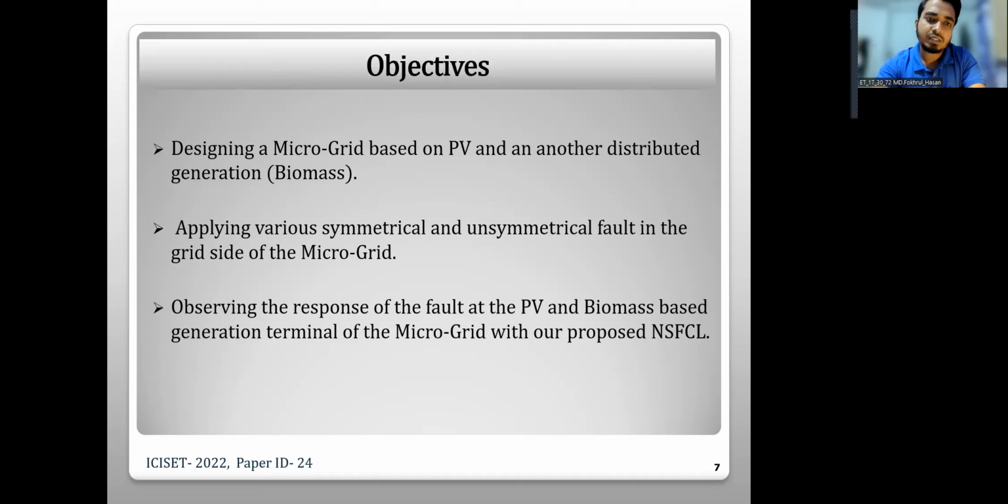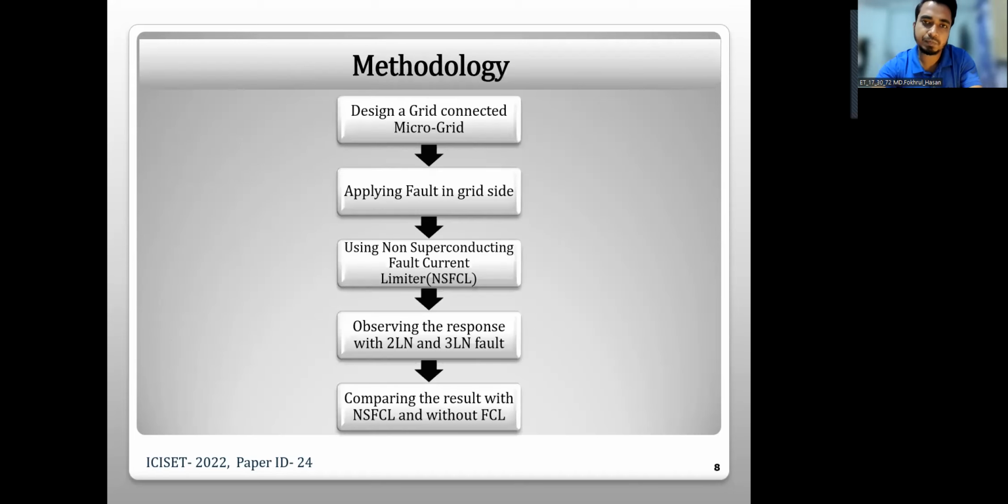Objectives. Designing a microgrid based on PV and another distributed generation. Applying various symmetrical and unsymmetrical faults in the grid side of the microgrid. Observing the response of the fault at the PV and biomass based generation terminals of the microgrid with our proposed NSFCL.